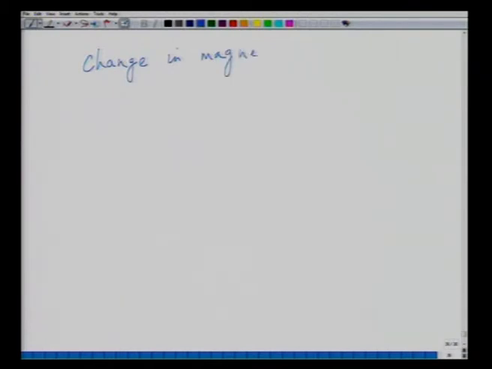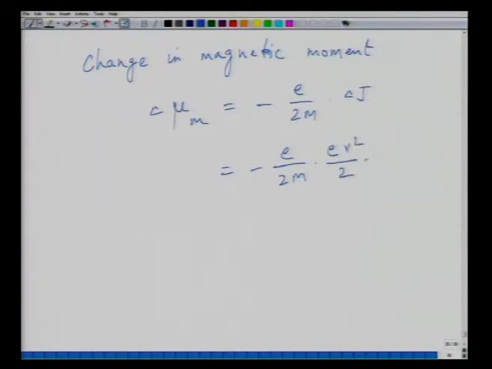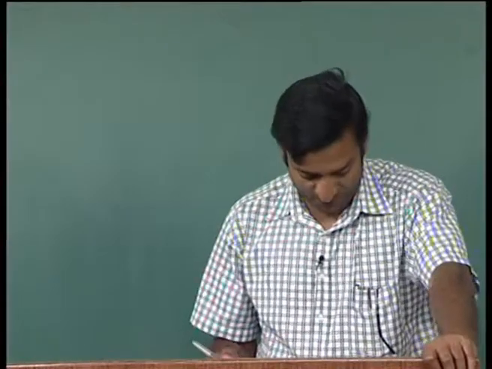So, as a result, this change in magnetic moment, delta mu m, you know, was equal to minus of e by 2m, because it is purely orbital. So, g is equal to 1 multiplied by delta j, and this becomes minus of e by 2m into e r square divided by 2 into B, which equals minus e square r square by 4m into B. So, this is the change in the magnetic moment that you get.